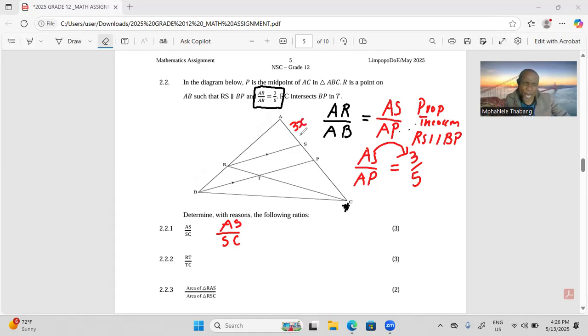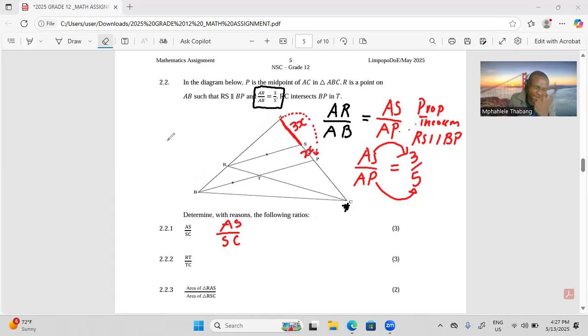Now, AP, I'm going to represent it in terms of a 5 and a variable. AS, let me show that one with a red color here. If AS is 3x and the distance from A to P I want to represent in terms of 5x, it means SP is 2x. So that 3x plus 2x will give me 5x.